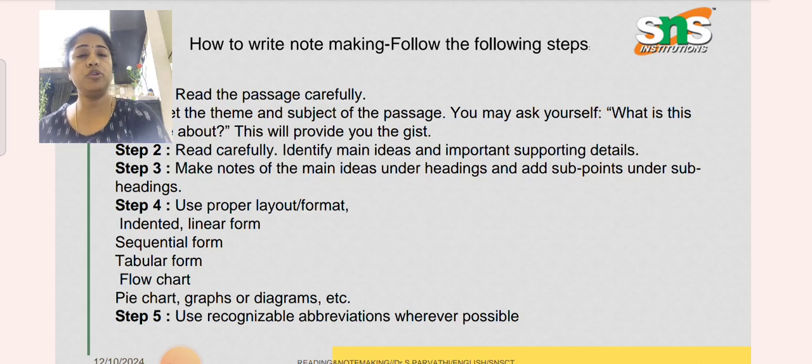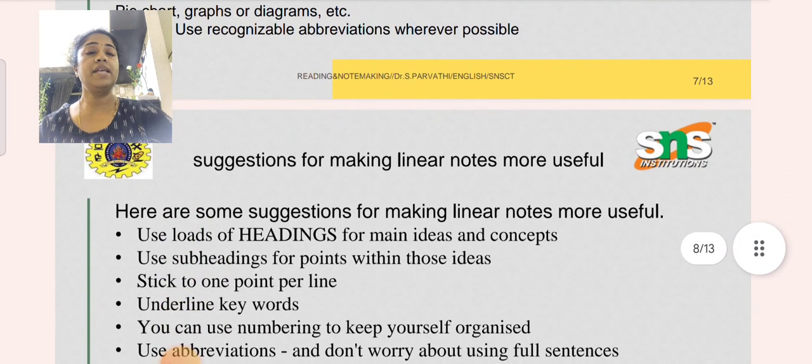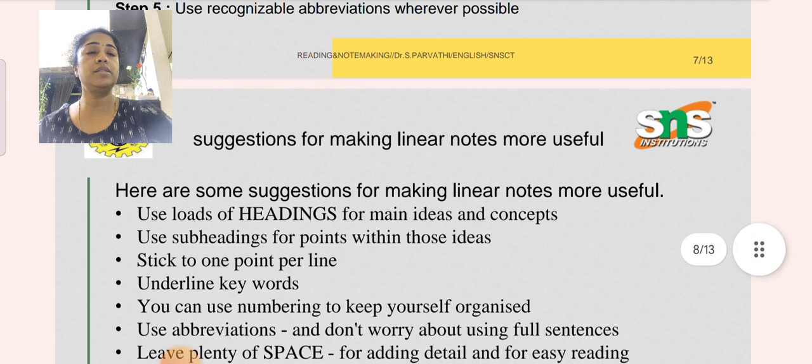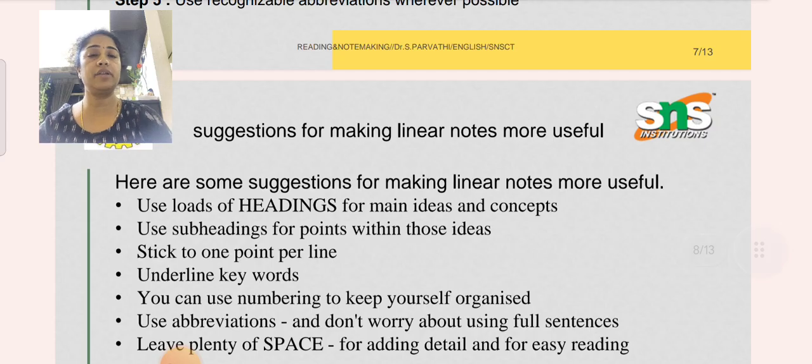There will be a tabular form, a flow chart, a pie chart, a graphical presentation, either paragraph or graphical presentation. So with that, you have to take proper notes. Okay, and use recognizable abbreviations wherever possible. Yes, and here are some suggestions for making linear notes more useful, because people are still struggling to take good notes.